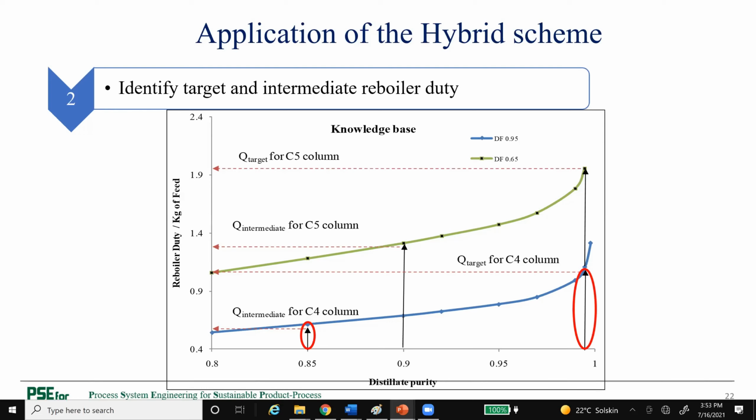And for the second one, we want to cut off at 0.9, and we still want to go to the high purity. And you can see that the blue one has a lower reboiler duty than the green one, because the green one has a lower driving force, so it needs more energy. And the blue one has higher driving force, so it needs less energy. So they're directly related to the driving force.